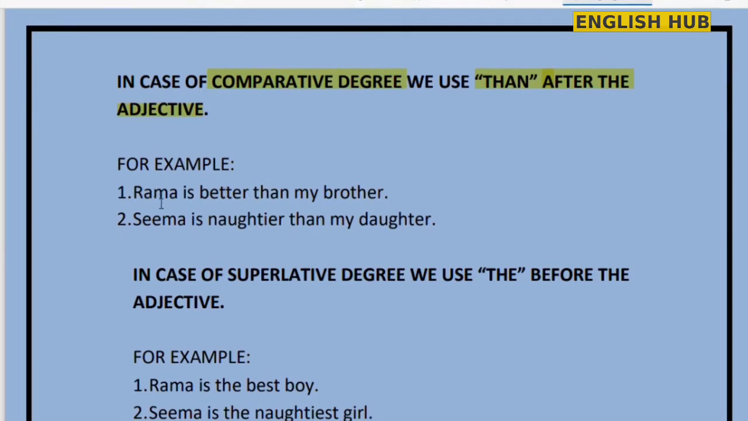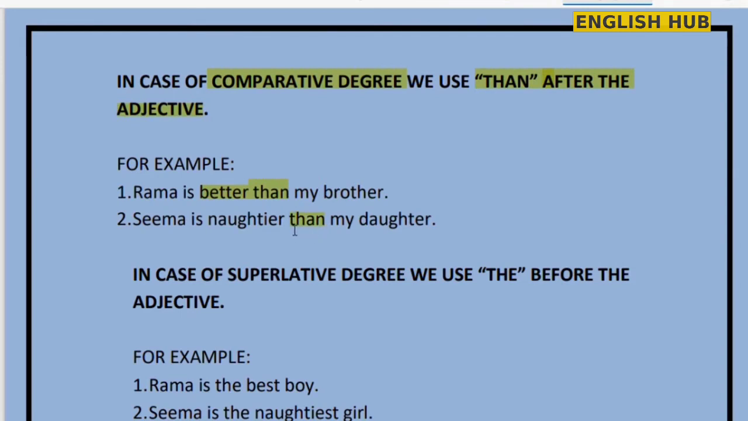See, for example, Rama is better. Better is the comparative degree. After that, we must put than. This makes it a comparative form. We are comparing one person to the other person, one thing to the other thing. Whenever we compare, we have to put the word than.